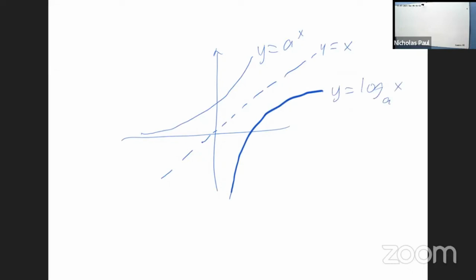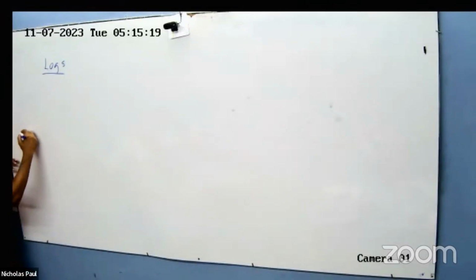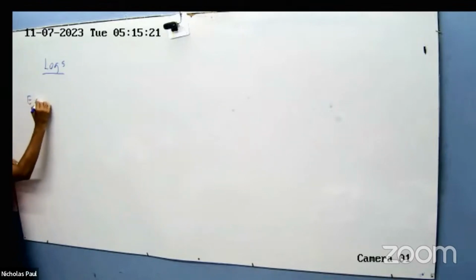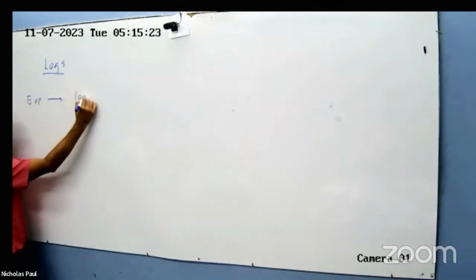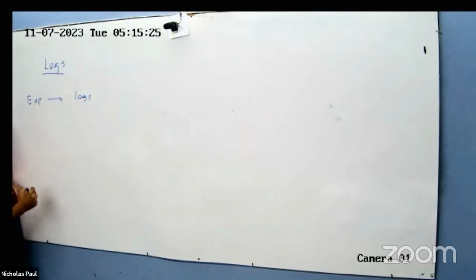So how are they related? Log base a of x is the inverse of a to the x. They are the inverse of each other, and that's what the graph looks like. So today we're going to focus on logs and something called ln. Firstly, how to go from exponent to log. We need to be able to go from one to the next.